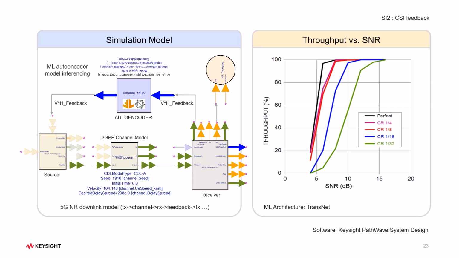To generate the precoding matrix at the receiver, we utilize the estimated channel information through a process called singular value decomposition, particularly focusing on the right singular vector. Once this matrix is provided as feedback, it's used to multiply the data symbols before transmission. In these simulations, using the TransNet-based machine learning architecture, we observe that the case with compression ratio of 1/4 and 1/8 performs similarly when compared to the scenario with the perfect CSI feedback.